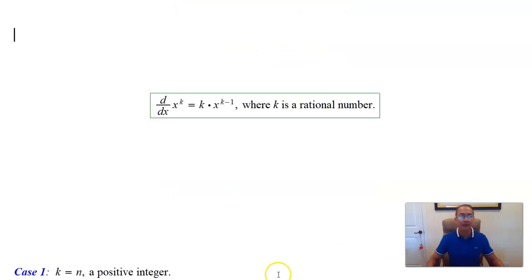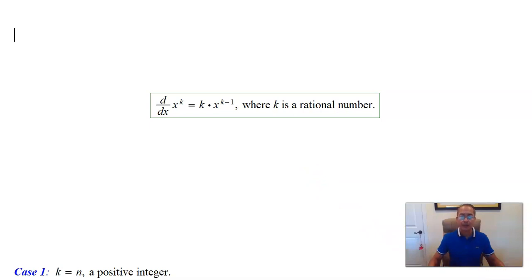The derivative of x to any power k is k times x to the k minus 1, where actually the power k has to be a rational number. So if you're taking calculus, your teacher may have told you that this rule is still valid even if k is an irrational number. We will get to that in the next video.